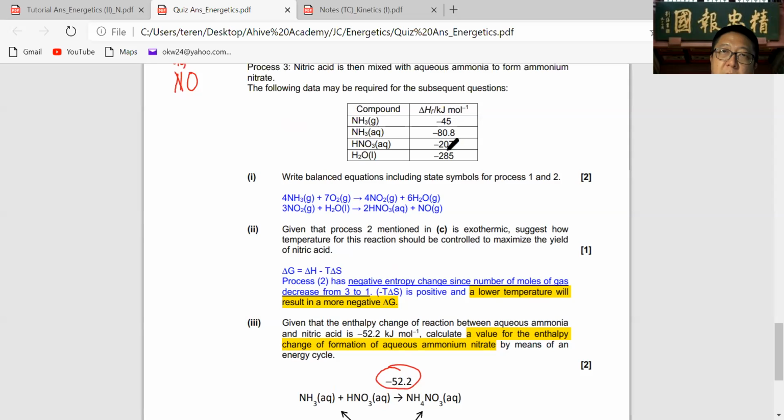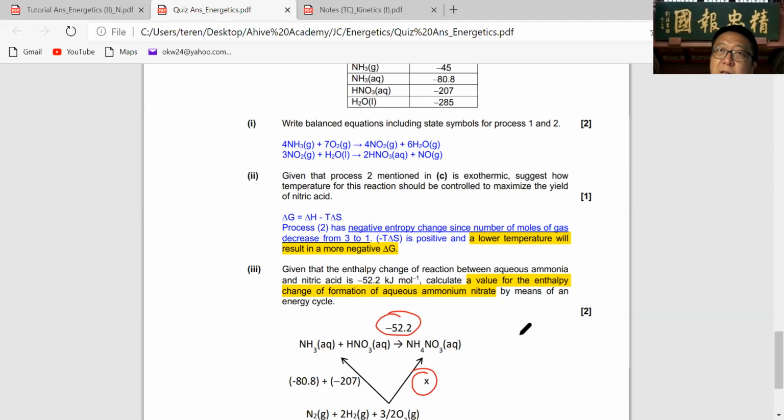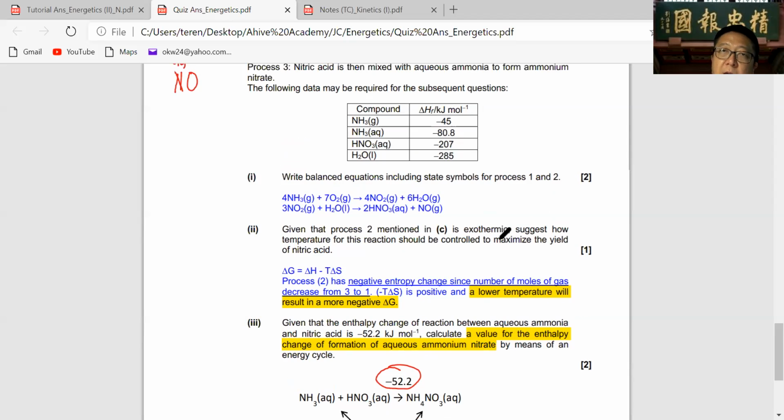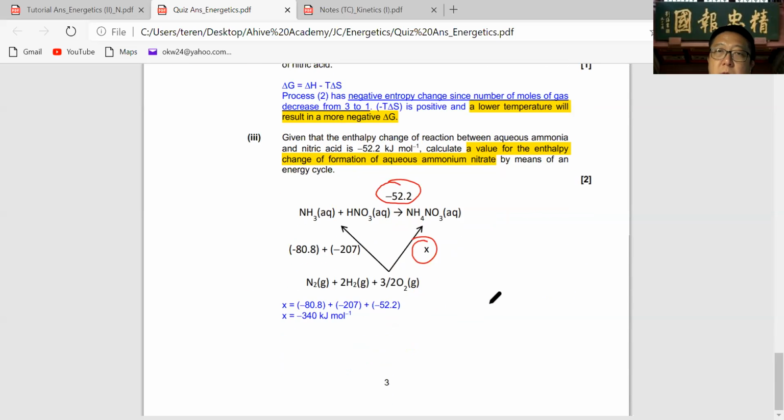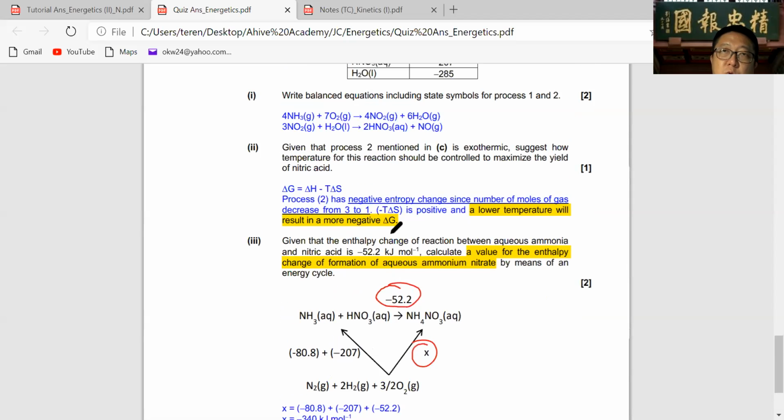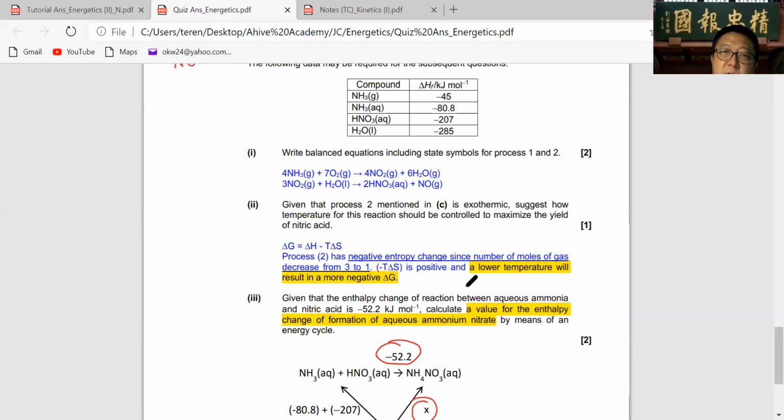Negative 80.8 and negative 207. So you can see they throw a few decoys to confuse candidates. Negative 45 and negative 285 are not used in this question. So you must know what you are looking out for. Enthalpy change of formation of ammonia, 80.8, and enthalpy change of formation of nitric acid, so it's 207.